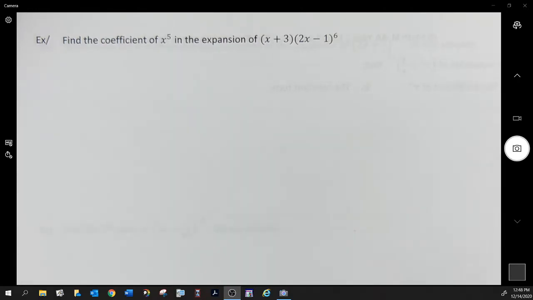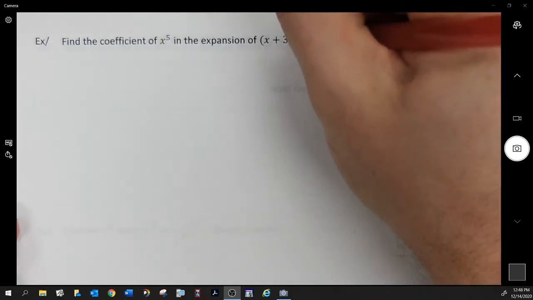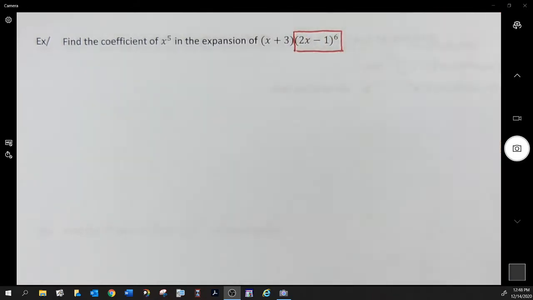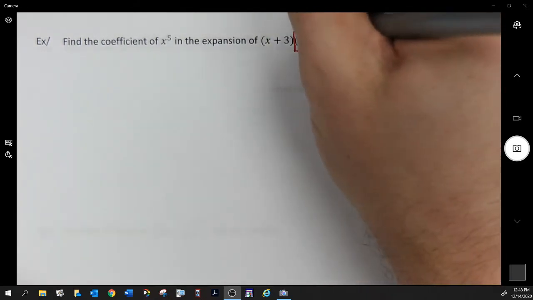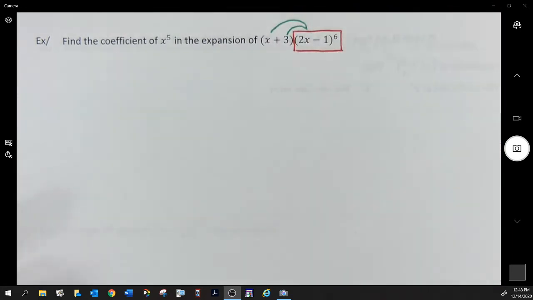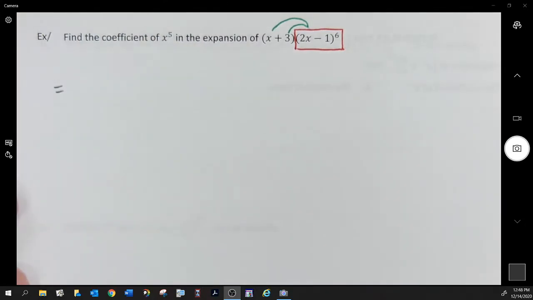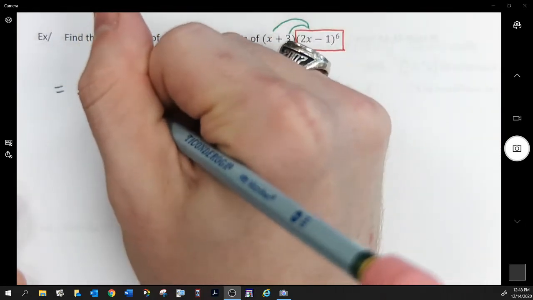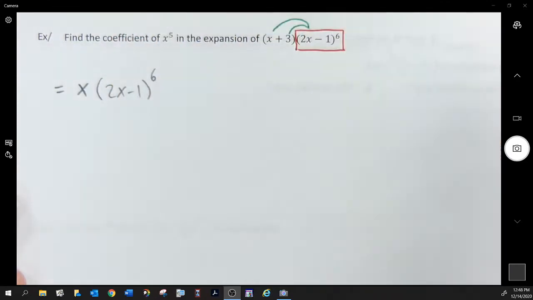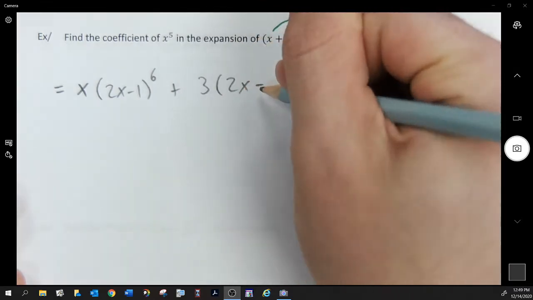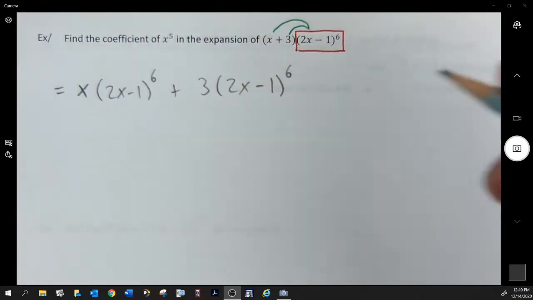The easiest way, not the only way, but the easiest way to tackle this question is to pretend that this 2x minus 1 to the sixth is an object. I could take this object and distribute it to two different things like that. That would lead me to this expression: x times (2x minus 1) to the sixth, plus 3 times (2x minus 1) to the sixth.